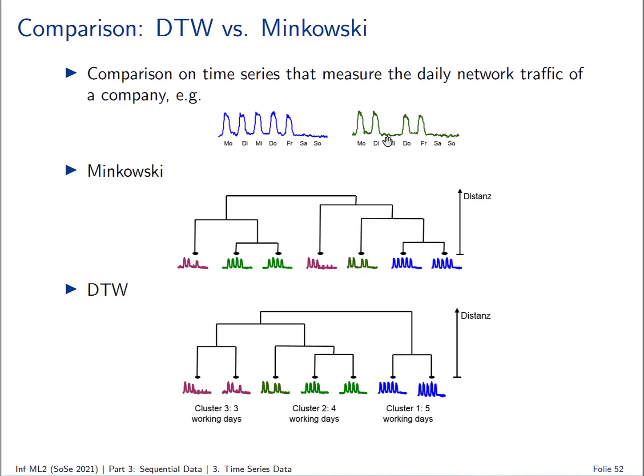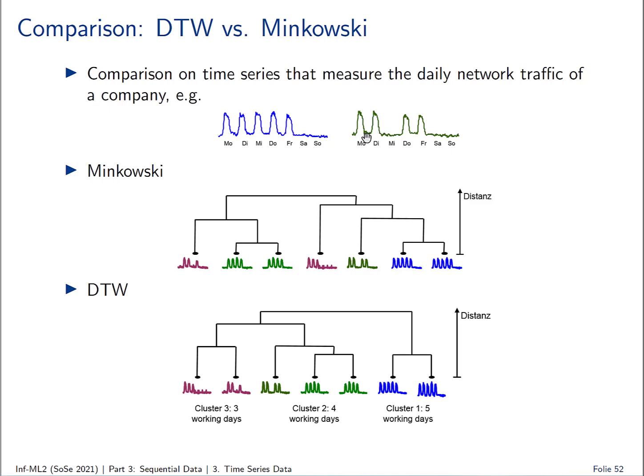So if you just apply Minkowski distance to this, you get, again, apples and oranges mixed up, everything together. If you take dynamic time warping as a distance on those data sets, you will end up in several clusters. One cluster with 3 working days, a second cluster with 4 working days, and a third cluster with 5 working days. And it's just because, regardless of when the public holiday actually is, that can be somehow counted through the dynamic time warping.